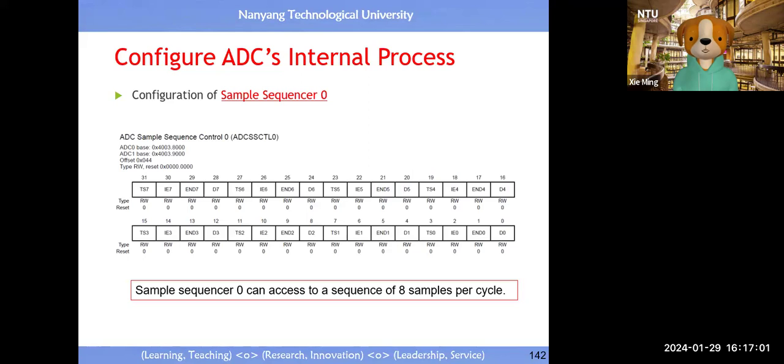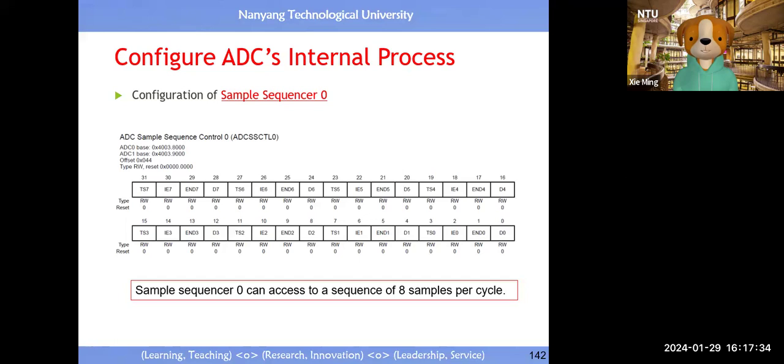Then this one is to configure sampling device 0. You see, the first sampling device can pick a sample and store it internally in a buffer, right? Then for each one, you see all these 32 bits divided into groups. Each group just specifies, determines one sample, right? So you can read about, let's say, TS0, IE, enable interrupt. Is it the last one?